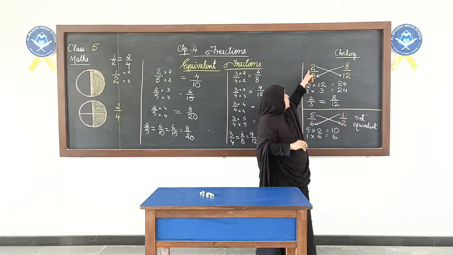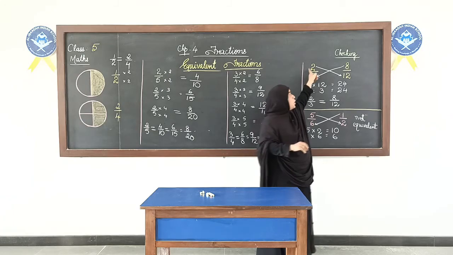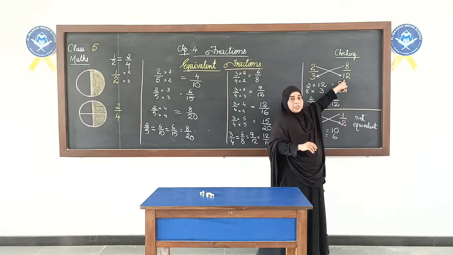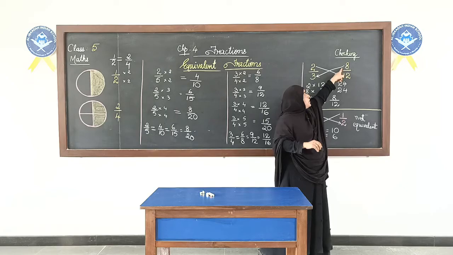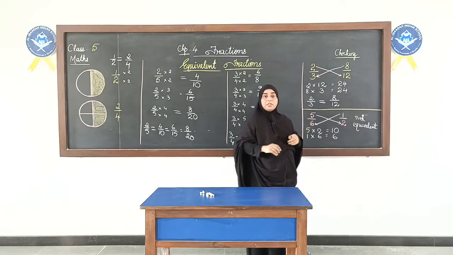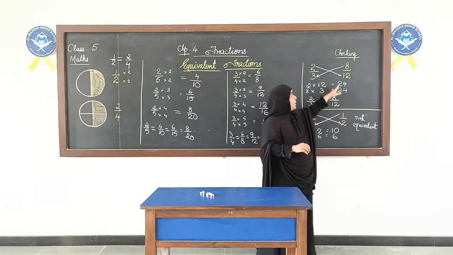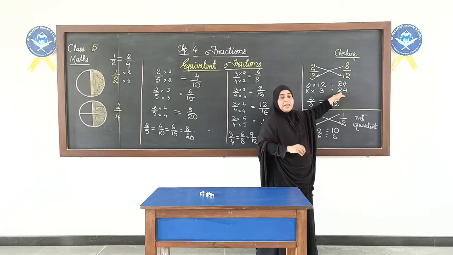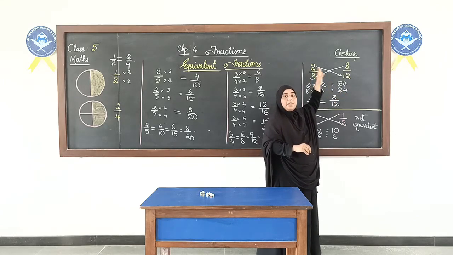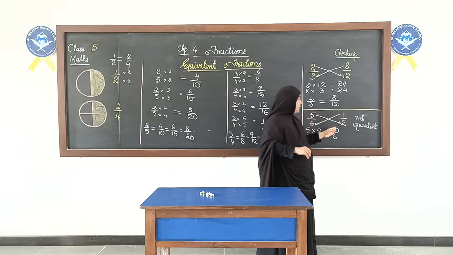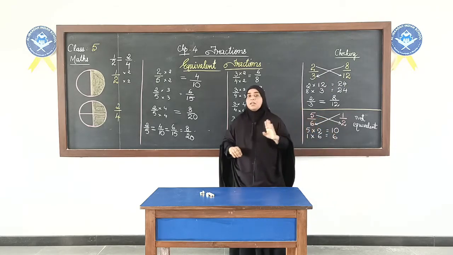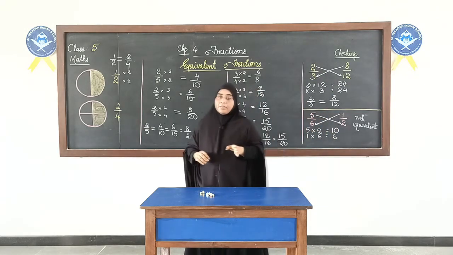We multiply the numerator of the first fraction with the denominator of the second fraction, and the numerator of the second fraction with the denominator of the first fraction. If we get the same answer after the multiplication, that indicates that both the fractions are equivalent. If we get different answers, that means the fractions are not equivalent.